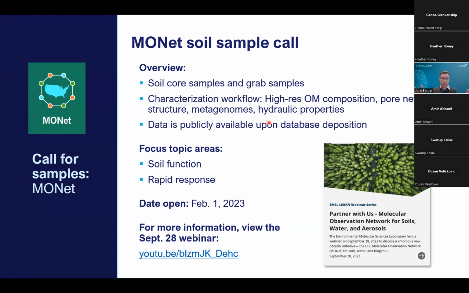And so you can send a sample, you get a ton of information, and it helps build up a molecular soil property database that will support new climate modeling and land atmosphere interaction modeling. So we'll initially release 2 topic areas. One will be soil function, and the other one will be rapid response, so that we can respond to science opportunities created by short-term transient phenomena like flooding. We're hoping it will open on February 1st. This is a new type of solicitation. It's a little different from the other proposals.